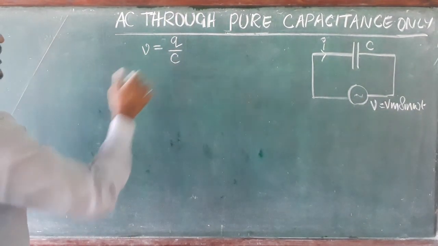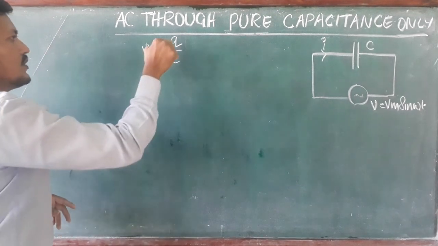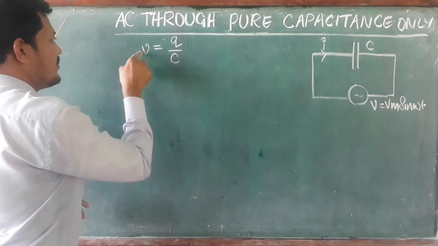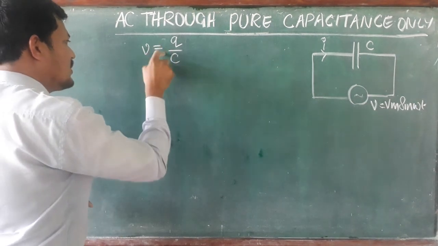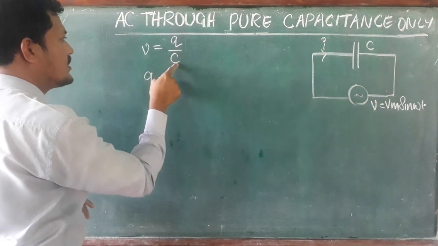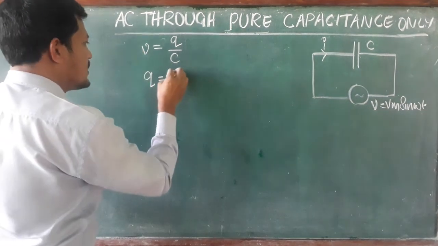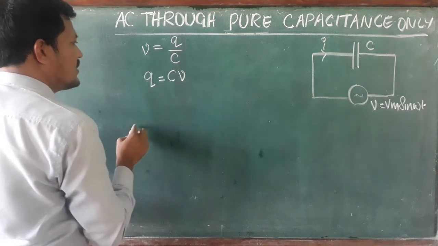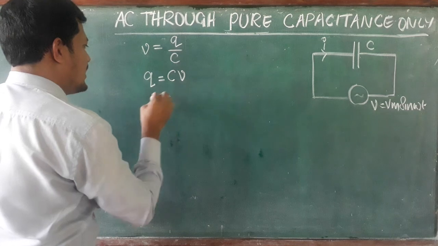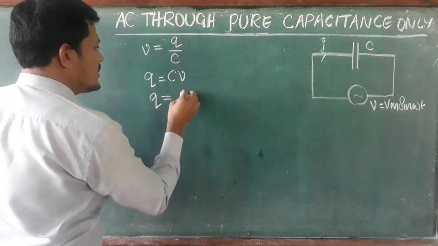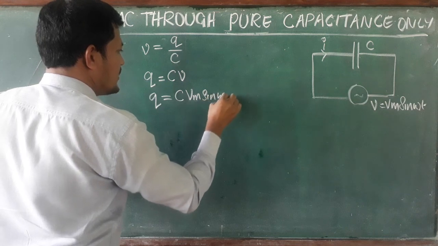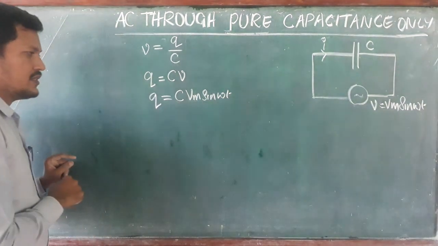So we write V equal to Q by C. Here C is in the denominator, so it goes to the numerator. Taking out Q from this equation, Q equals C into V. What is V? We know that V equals Vm sin omega t. So Q equals C into Vm sin omega t. This is the charge expression.